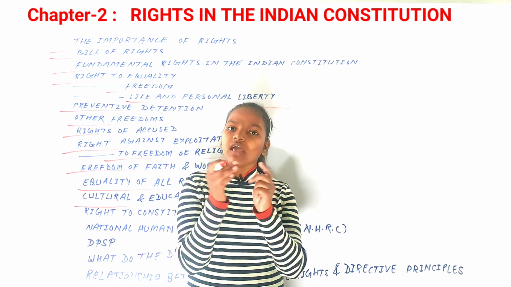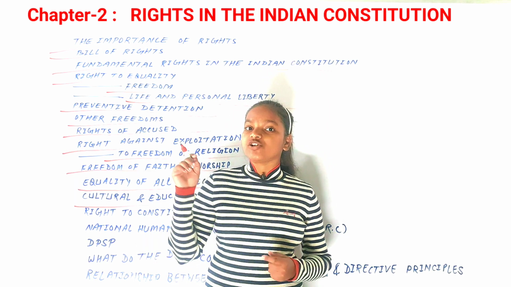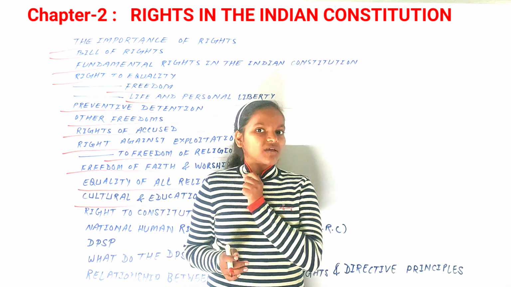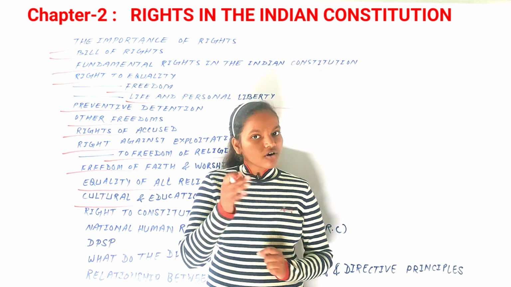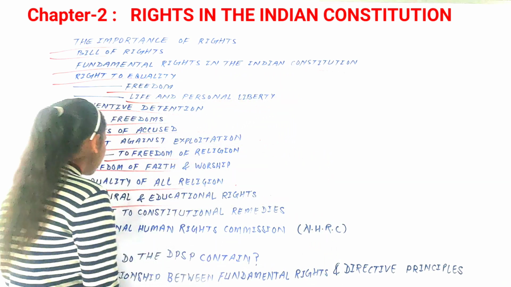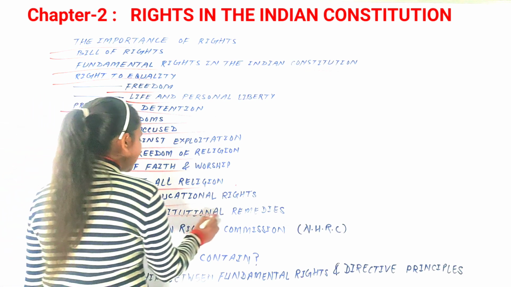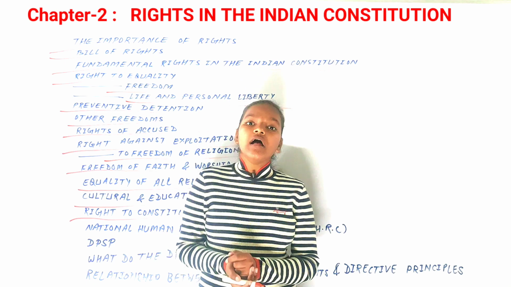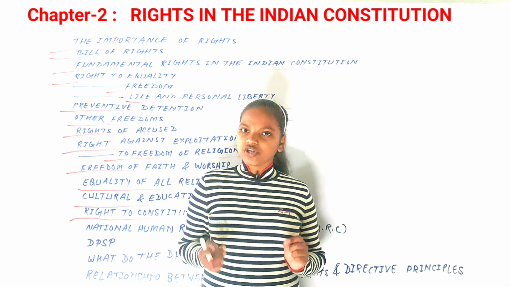So that is why we have cultural and educational rights, especially these are known as the rights to minorities, because there you have the right for the minority people. Then we have the next right, that is right to constitutional remedies. So right to constitutional remedies. Now this right is very much important.